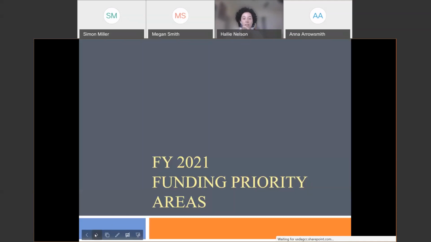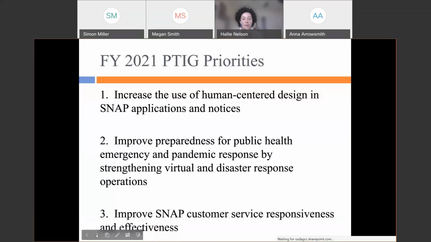We'll now discuss this year's PTIG funding priorities. The funding priorities for this grant competition change each year based on FNS agency priorities and SNAP program needs. This year, projects should prioritize increasing the use of human-centered design in SNAP applications and notices, improving preparedness for public health emergency and pandemic response by strengthening virtual and disaster response operations, and improving SNAP customer service responsiveness and effectiveness.